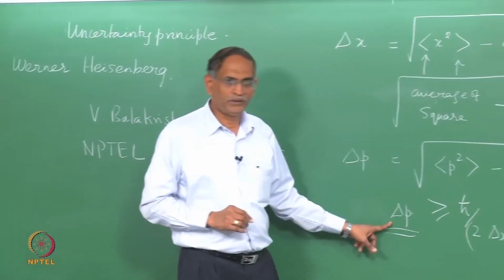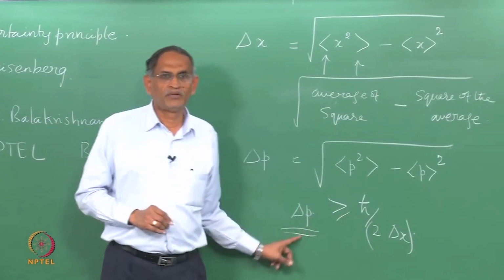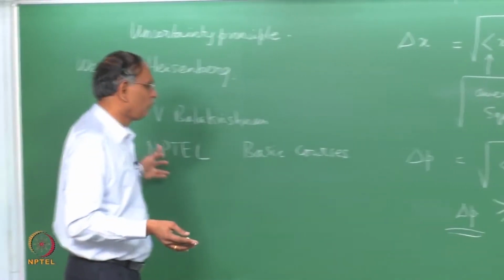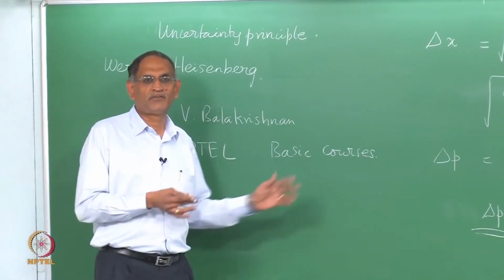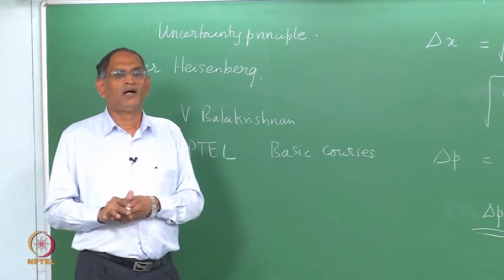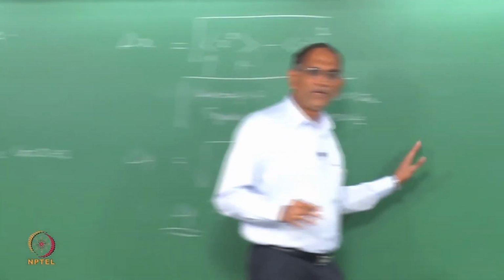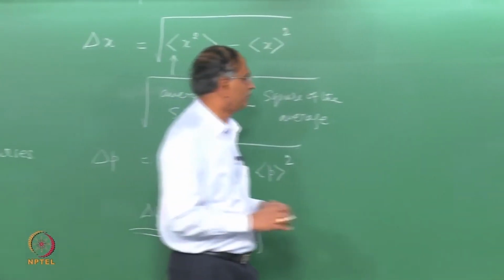And the relation between the two is given by this famous Heisenberg's uncertainty principle, and Professor Balakrishnan's lecture tells you how to generalize the Heisenberg's uncertainty states using other classical formulations, and eventually what is known as the commutator. Okay.